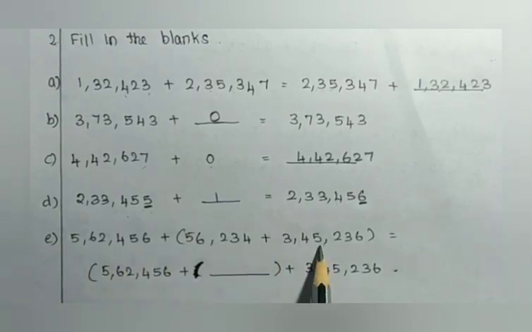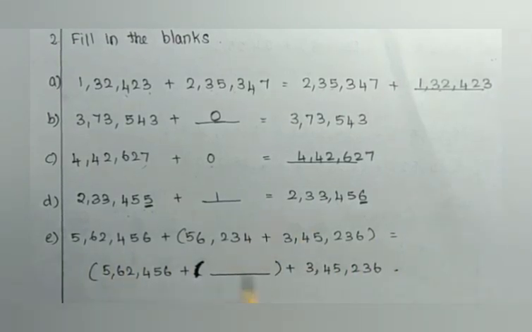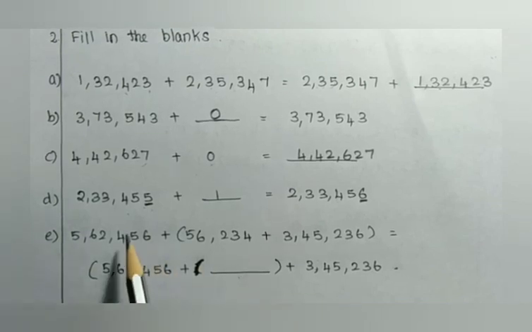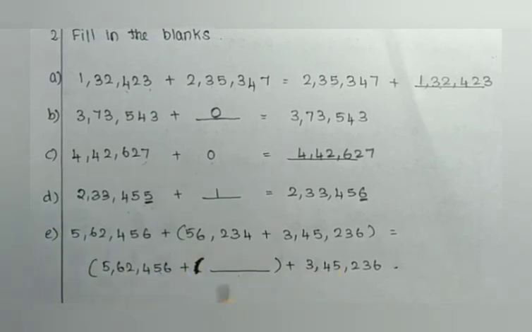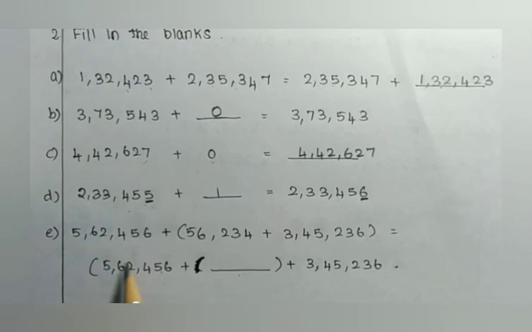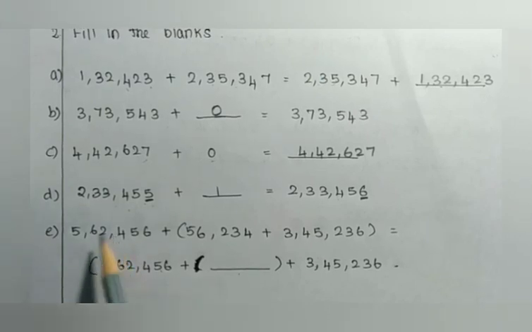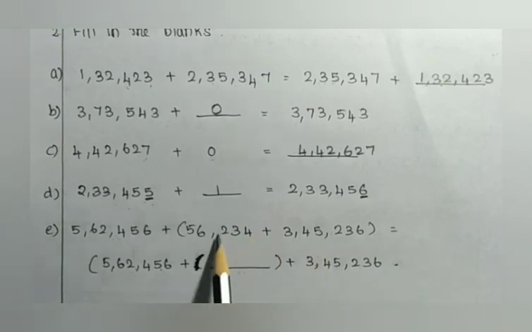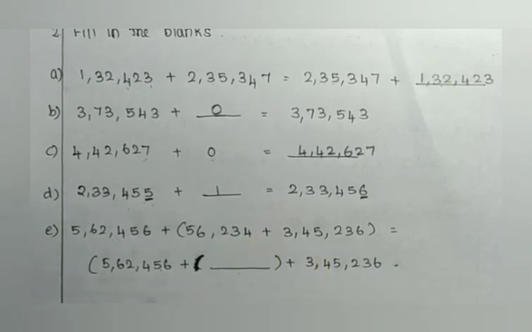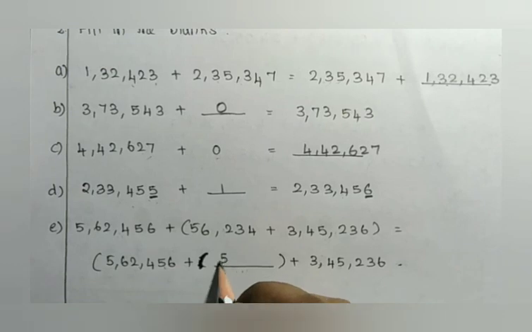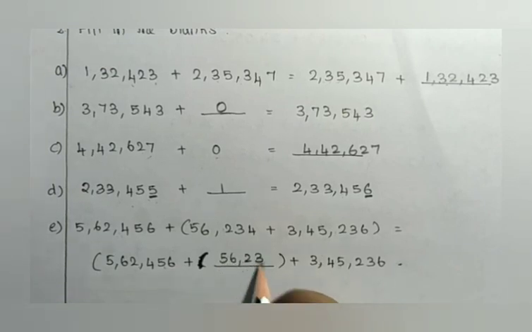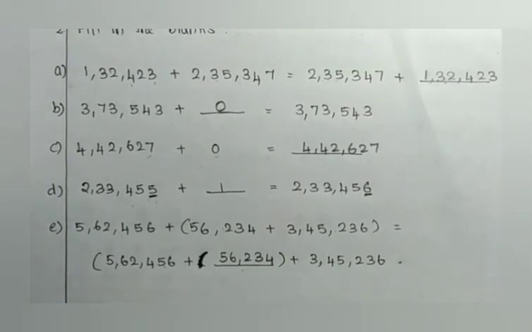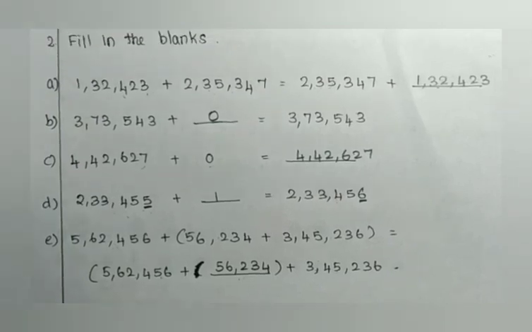Now here, 3 numbers are given before equal to and there is a blank here. Compare the numbers. All the numbers should be same. So, which number is missed here from this? So, we have to check and see. So, these two numbers are same. These two numbers are same. This number is missing. So, we have to write the number over here. So, the answer is 56,234.